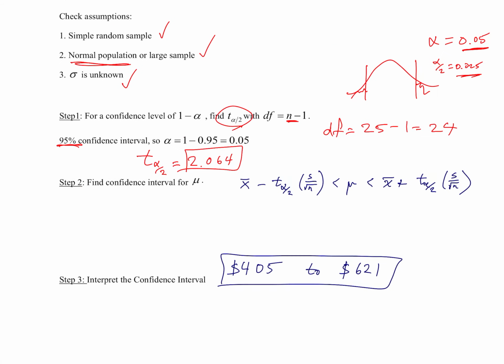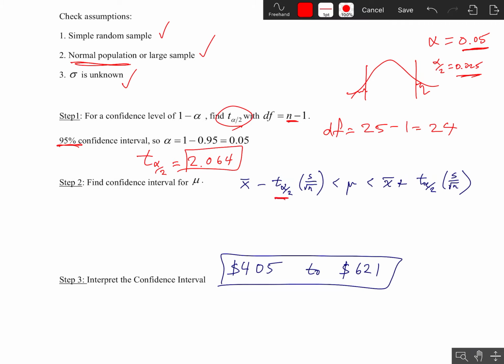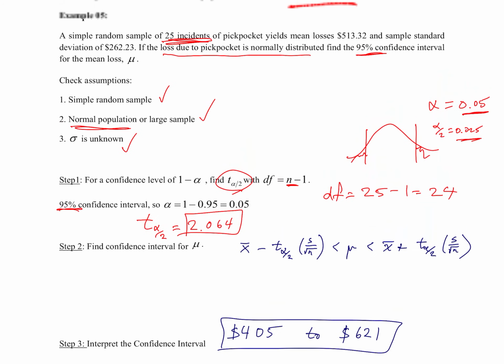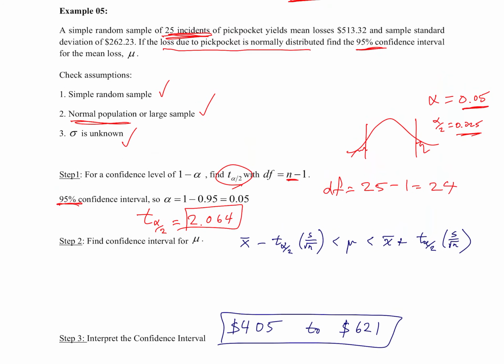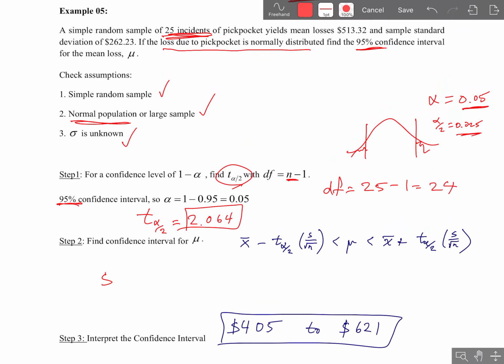If you need to find the confidence interval, the formula is almost exactly the same, except instead of the z value here, we have the t values. But we'll still be using the same approach. I just need to plug in x bar. So x bar in this case is 513, because that's our sample mean. And then I'll have minus our t value, which was 2.064, times the sample standard deviation, which was 262.23, divided by the square root of n, where n is your sample size, so that would be divided by the square root of 25.